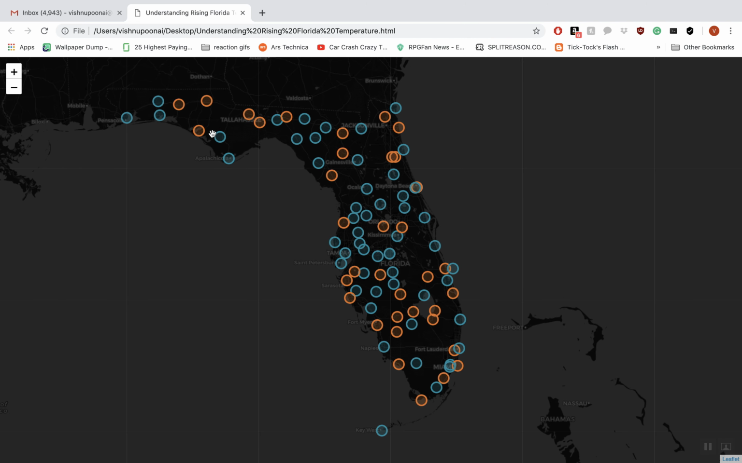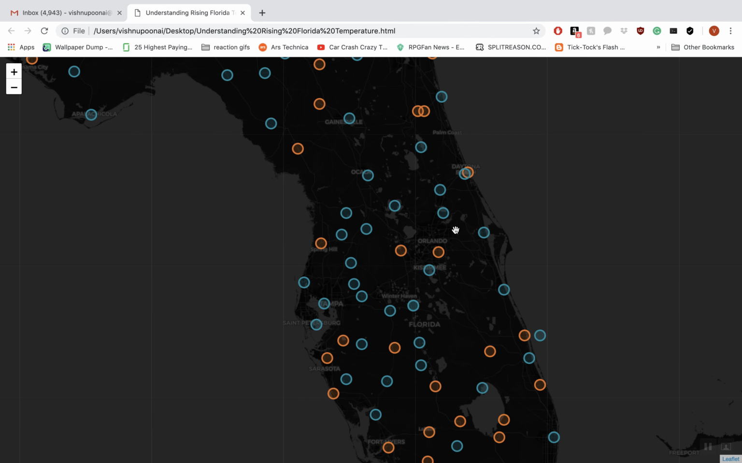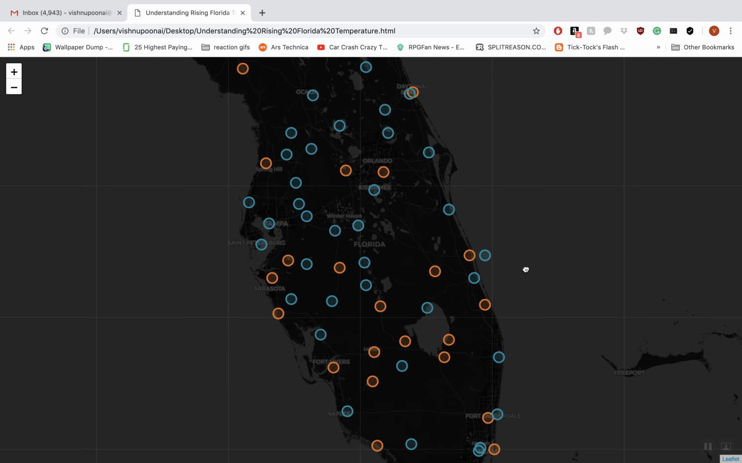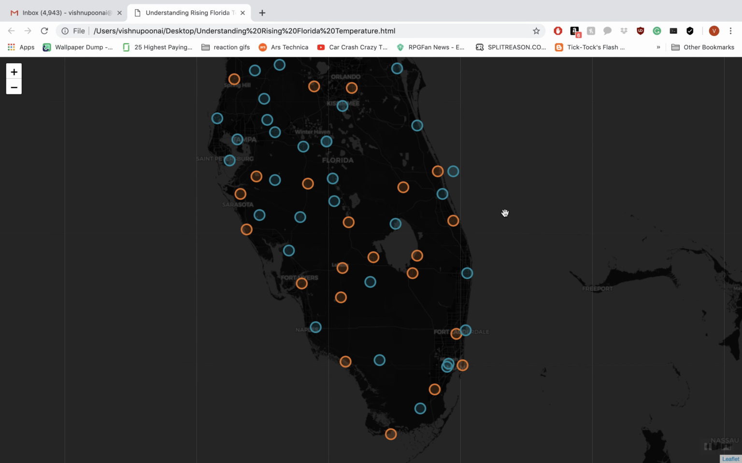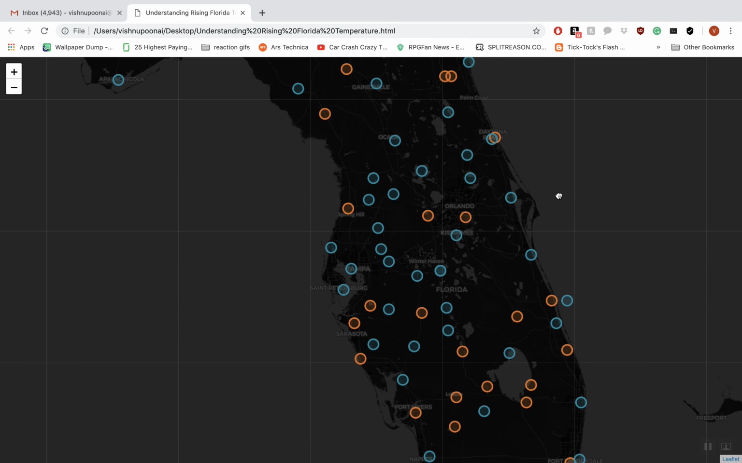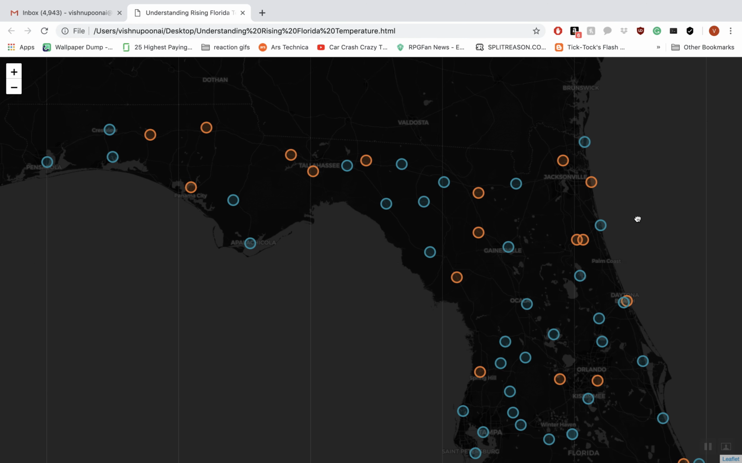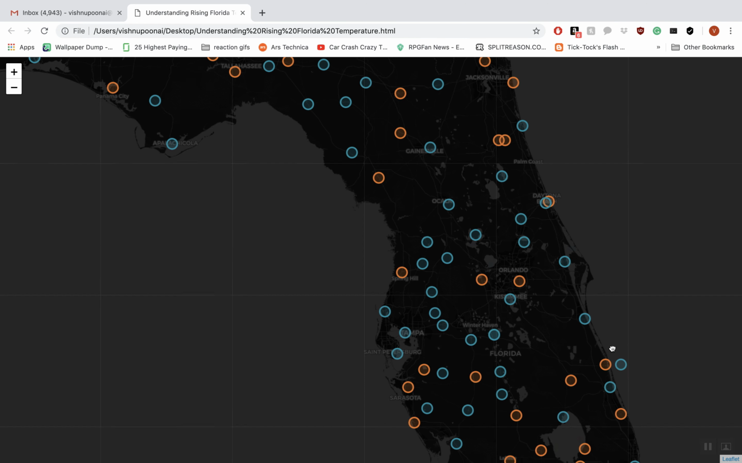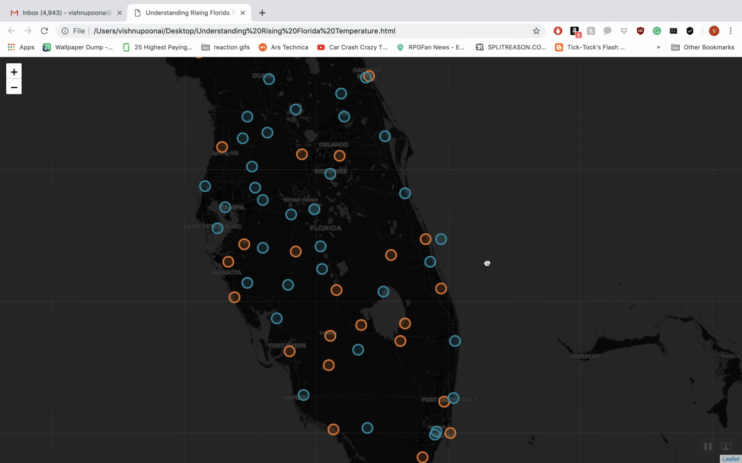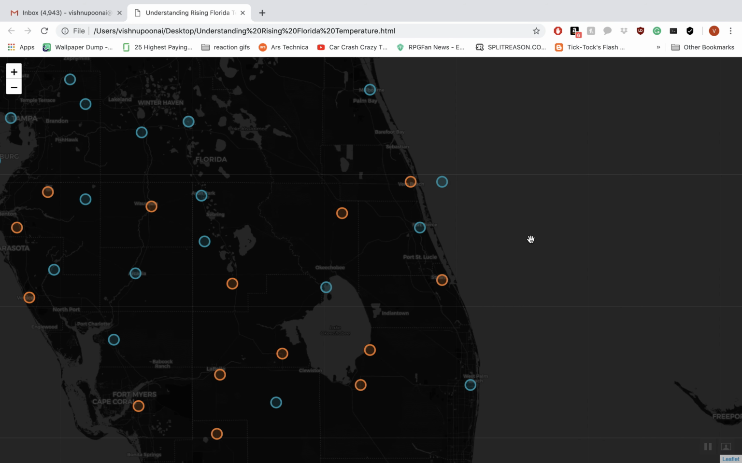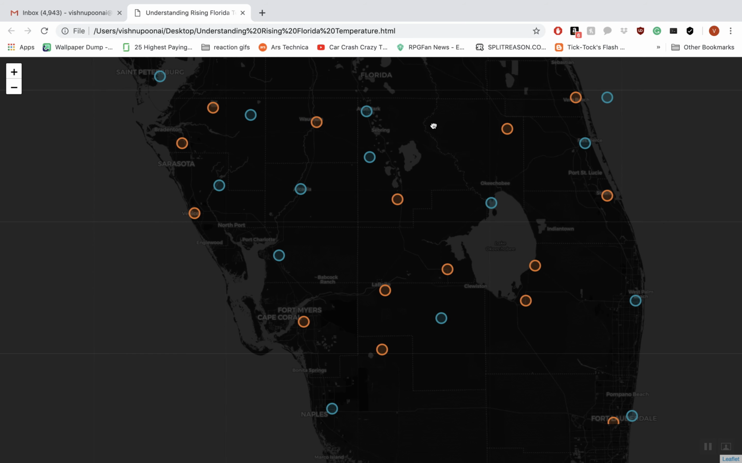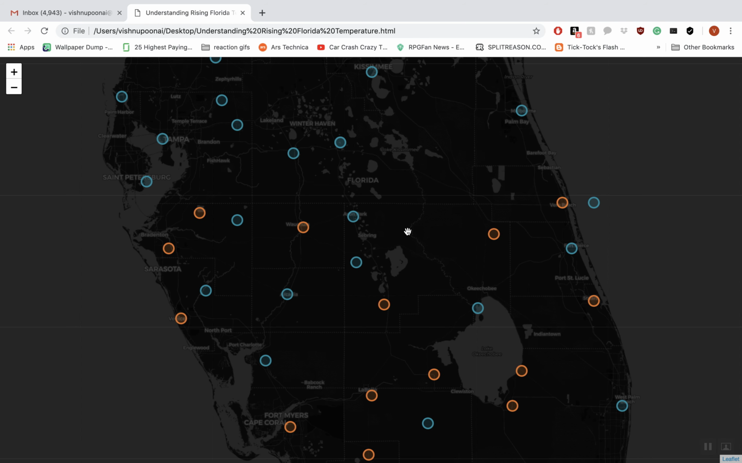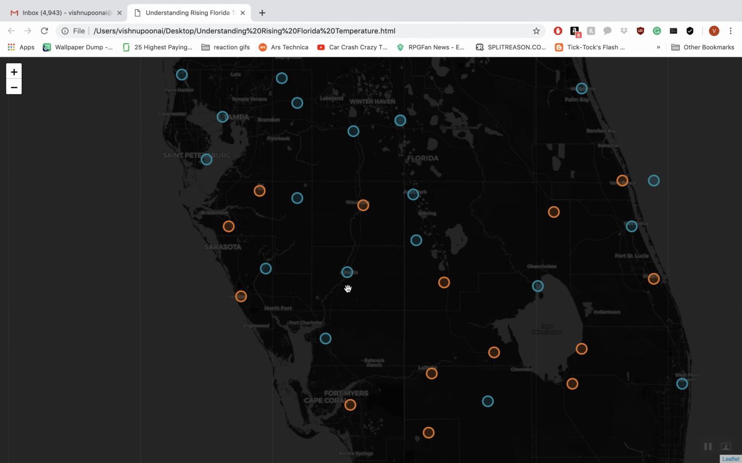So with these dots on the map here, what they do is that they represent each climate monitoring station across the state of Florida. So we grabbed that data, and then using their geographic location, we map them onto this map here. So each dot represents a station monitoring data.